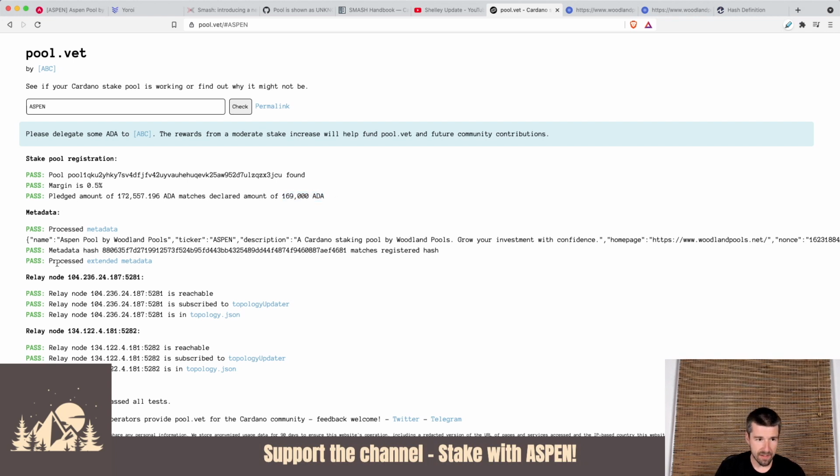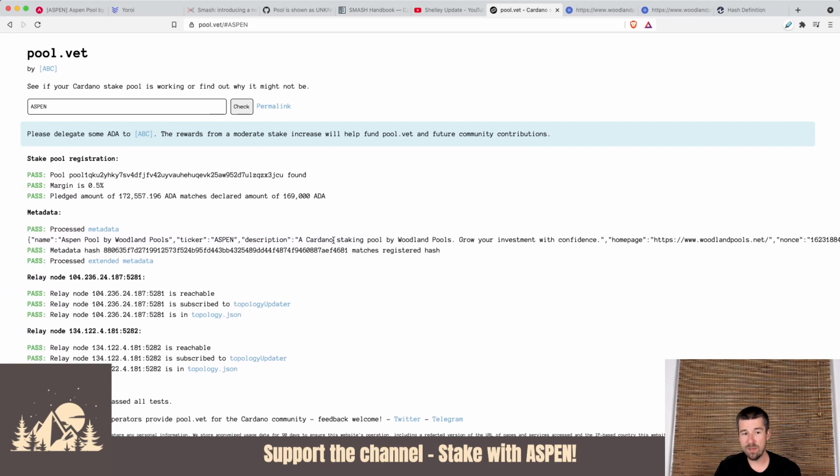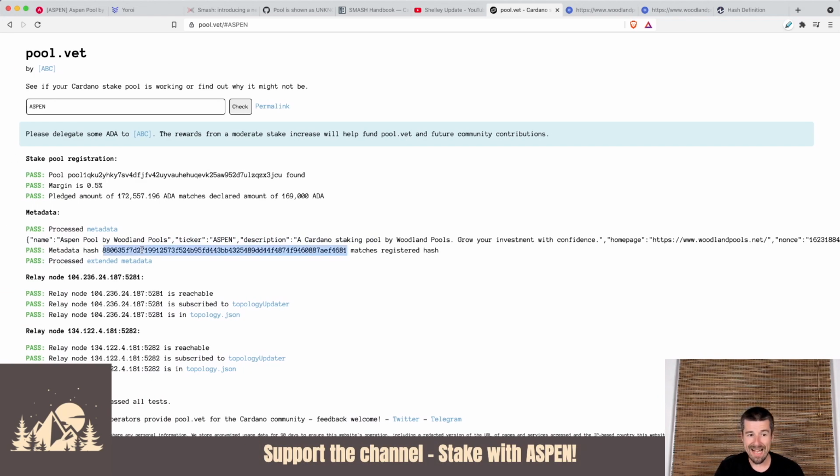Then we see the metadata. The metadata was processed here. Here's the same information that we saw directly on the Woodland Pools site now being pulled up again. The metadata hash was generated. And most importantly, we see that we have a green pass here, meaning the metadata hash that was generated as a check matches the one that was registered with the network. So we know that everything is good.